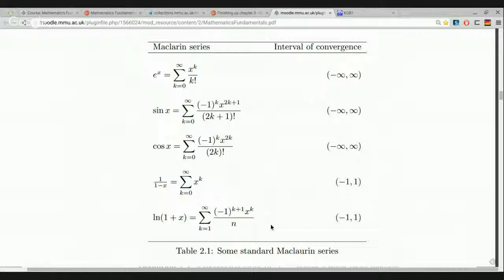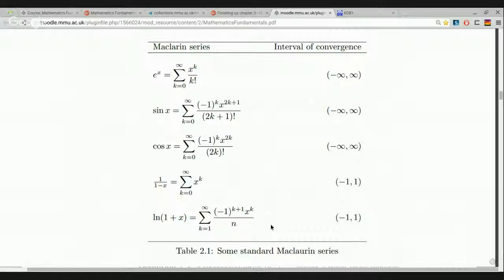Okay. Now these are useful tools. You see, although they're infinite series, the idea is if you take a partial sum of that infinite series, then you have an approximation to the function in question. Okay?